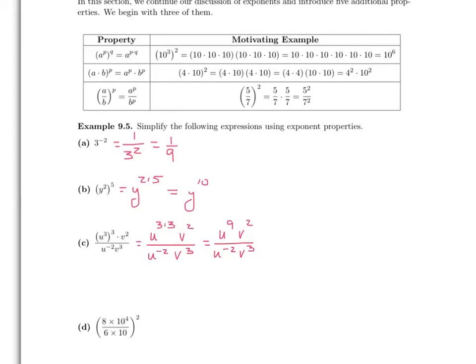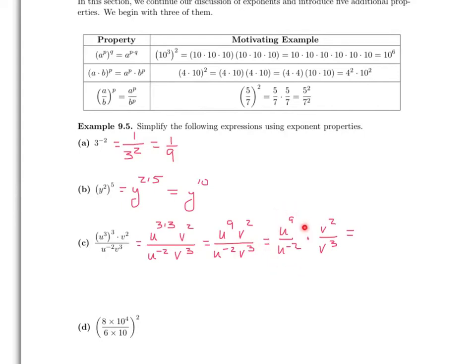Now you can see that the numerator and denominator both involve factors of u, same with v, factors of v in both the numerator and the denominator. We should be able to do some simplification. First of all, let's separate the u's from the v's. I'm going to rewrite this as u to the 9th over u to the negative 2 times v squared over v cubed. So now we can simplify each fraction separately.